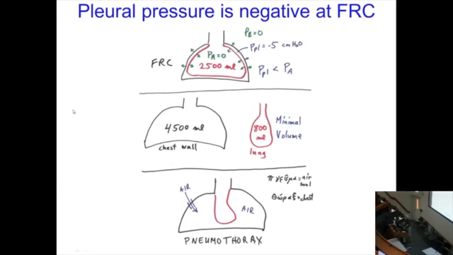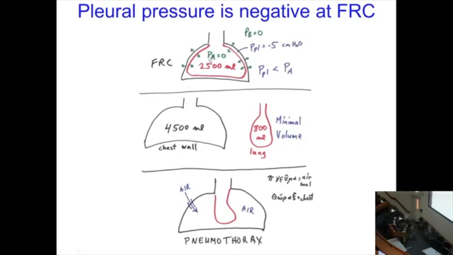Okay, so if we look at the system at FRC, we have 2.5 liters of air roughly in the lungs. We're at FRC, the system is relaxed, this is the resting volume. Barometric pressure is 0, alveolar pressure is 0, there's no airflow. We're ready to inspire if we want to.